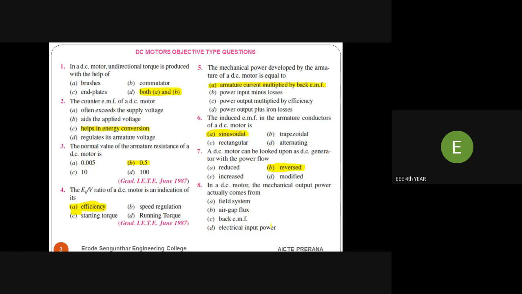A DC motor converts electrical power into mechanical power. So electrical power is converted into mechanical power. So the correct answer is D. Option D, electrical input power.